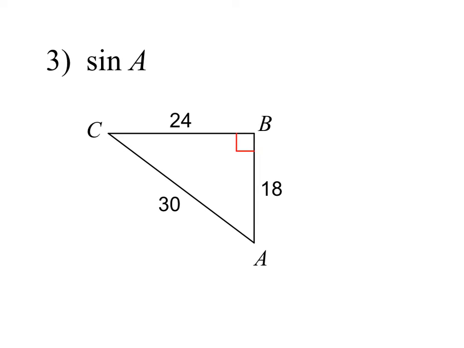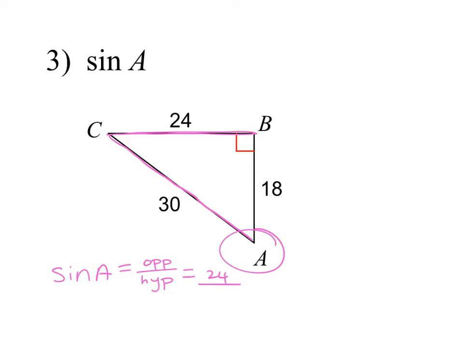If we look at this example, we are trying to find sine of A. Sine of A is going to be opposite over hypotenuse. Here's my reference angle A. My opposite side is the side over here that doesn't touch A. And then my hypotenuse is the side that is across from that right angle. So that's 30. And 24 over 30 does reduce to 12 over 15, which will still reduce to 4 over 5.